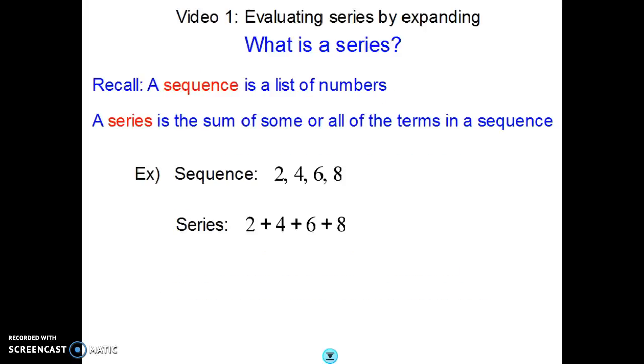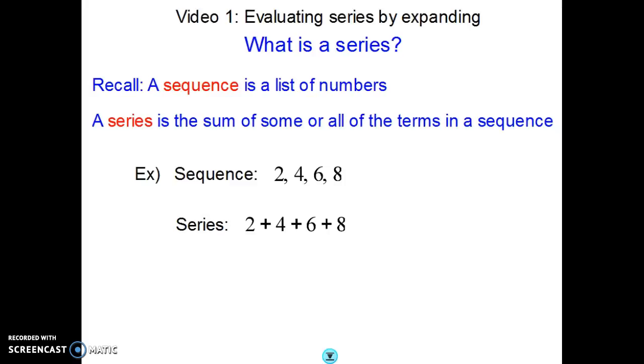In this first video, we'll be evaluating series by expanding them. But before we do that, we probably want to define what a series is. Remember from our last video set, a sequence is just a list of numbers. Well, a series is just the sum of some or all of those terms that are in that sequence.